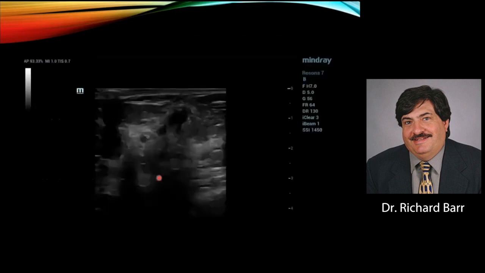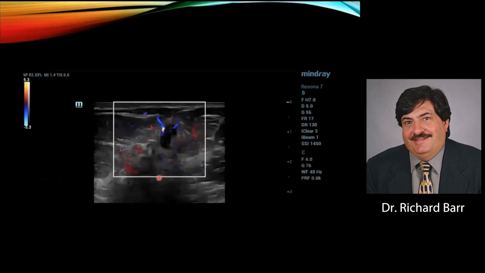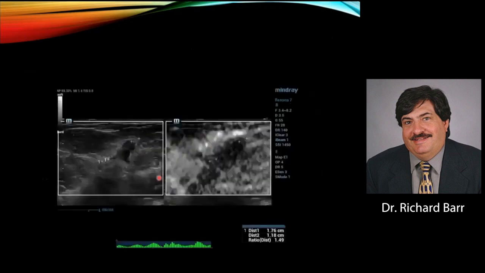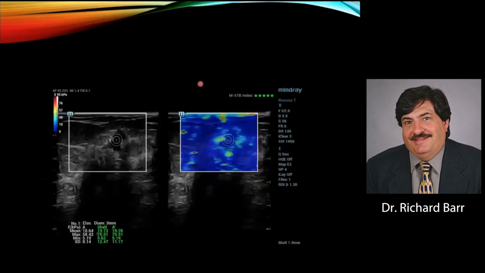Again, hypoechoic irregular mass, some color flow. The E to B ratio is going to end up being greater than 1, and I have it blocked here so I can't see it, it is 1.5, so we suggest this is going to be cancer. And again, you'll notice that same appearance. The cancer is black, everything else is white. On shear wave, again, the cancer itself is blue, but we do have that little red ring around it.